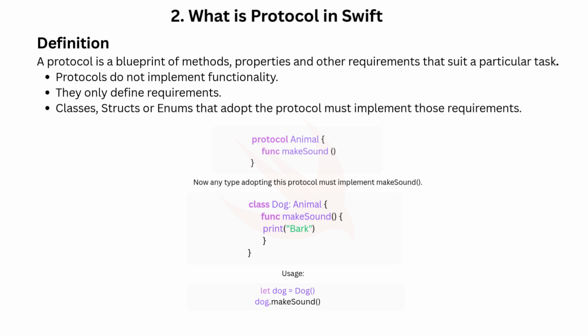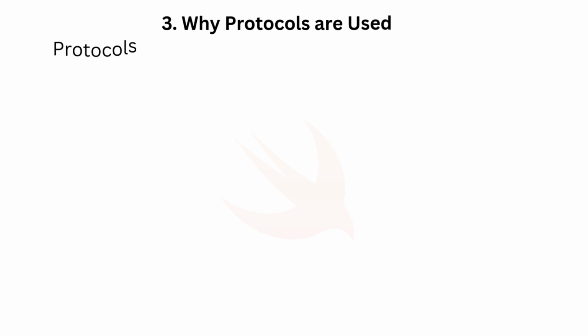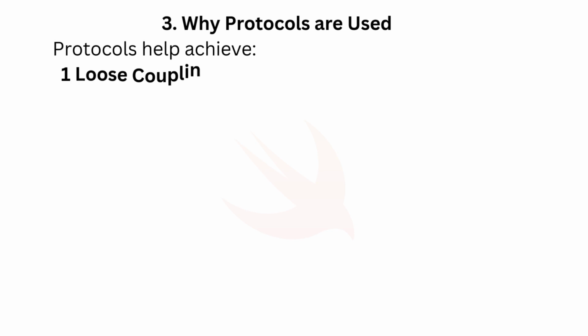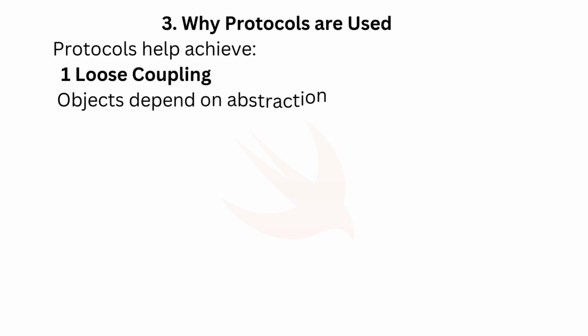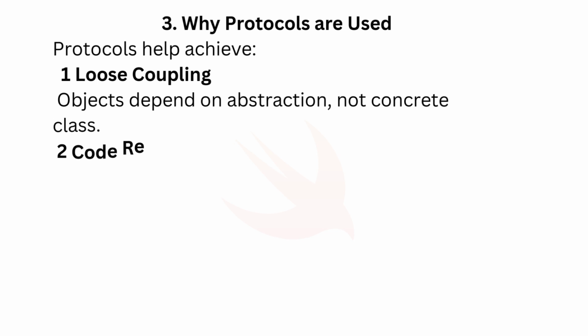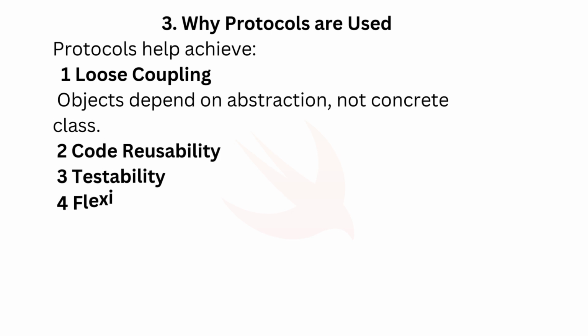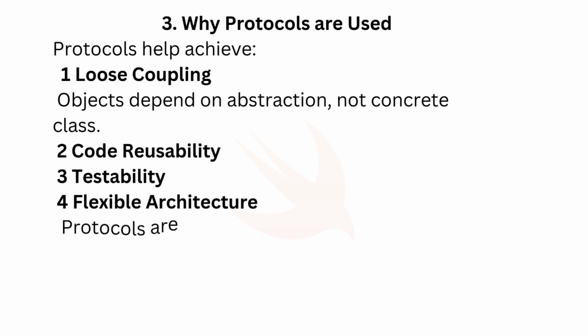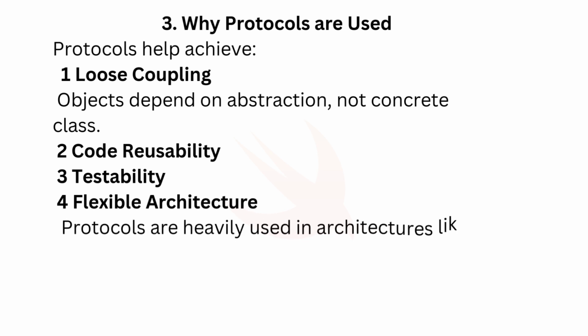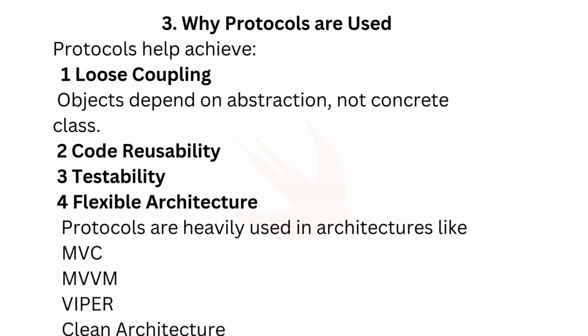Now we can check how protocols are used. Protocols help to achieve a lot of things, like loose coupling, where objects depend on abstraction, not concrete classes, code reusability, testability, and flexible architecture. Protocols are mainly used in architectures like MVC, MVVM, VIPER, clean architecture, and so on.